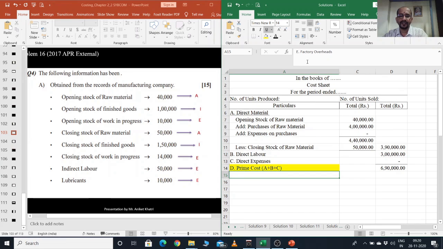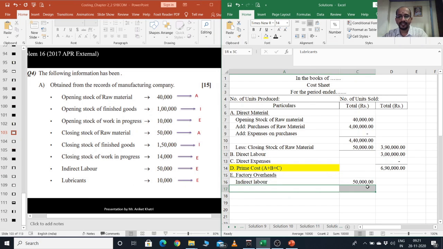Okay, next item is factory overheads. All E items you need to see and write. The first E item is, though it is mentioned over here opening stock of work in progress and closing stock of work in progress, as per our format it comes last, so we'll skip this at this juncture and go to the next E item, that is indirect labor. E, that is 50,000. Okay, next is lubricants 10,000.